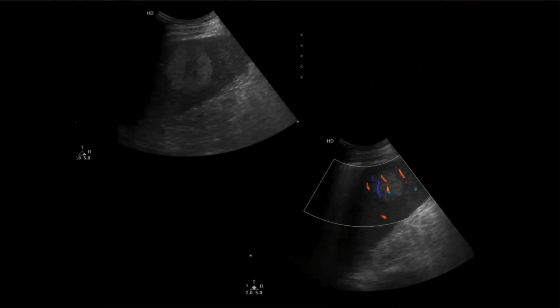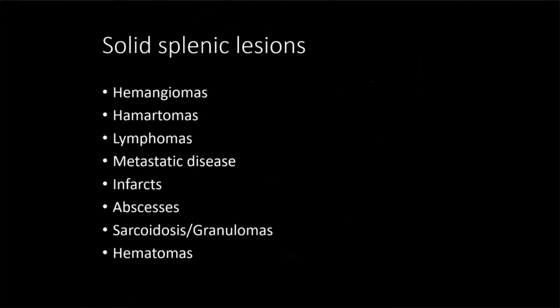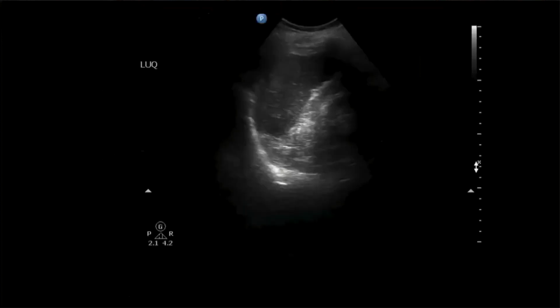So solid or target lesions, you can apply some color, see what they are. Typically, a solid lesion is going to be a hemangioma, can be a hamartoma, can be a lymphoma, it can be metastatic disease, infarcts, abscesses, sarcoids, all sorts of things, and hematomas. So if you have somebody who doesn't have trauma and they have a lesion in their spleen, it's most likely a hemangioma, but again, you would want to make sure that it's not a met from somewhere else or an abscess, depending on the clinical situation.